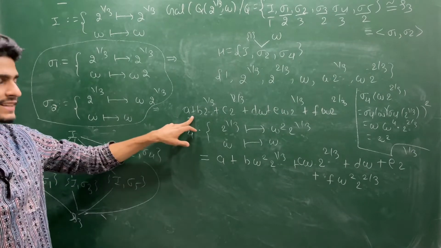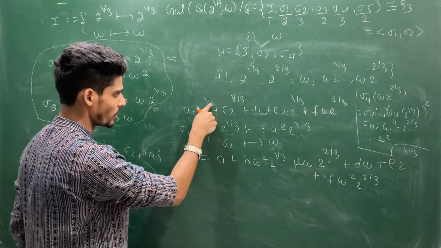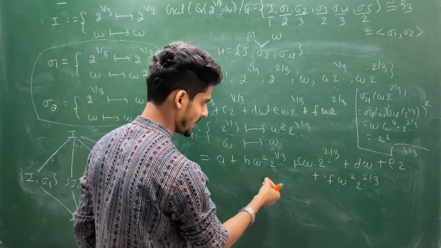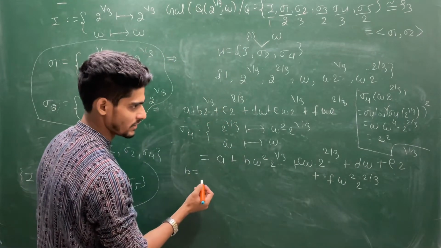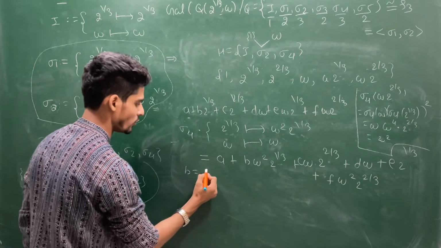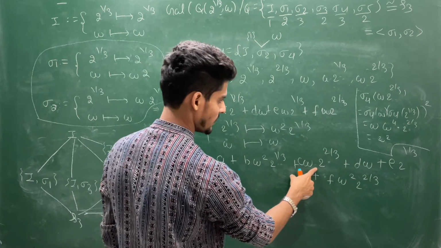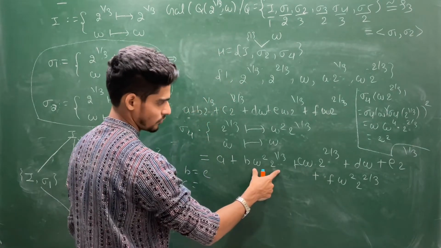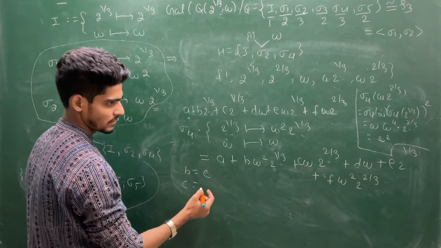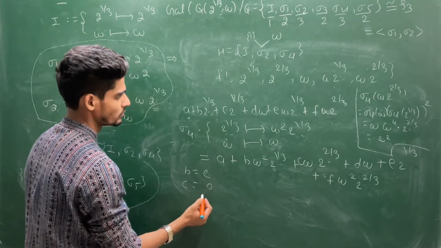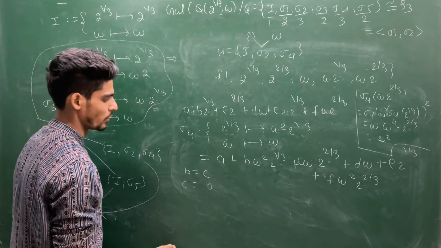Now if it is fixing this element, compare these two. So a will get cancelled out. Compare the 2 power 1 by 3 element. See there is no term with 2 power 1 by 3, so your b will be 0. Okay, there is e. So b will be equal to e. Now compare the coefficient of 2 power 2 by 3. This is with omega square. This is omega, this is omega. So no element with this, so it will be 0. Now your d omega, there is only one term, so d is fixed, no problem with d.